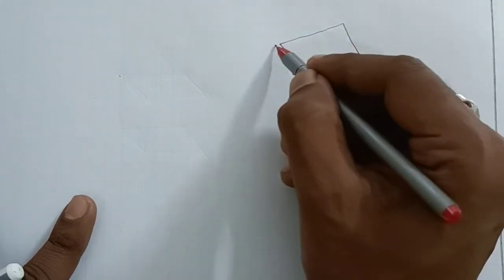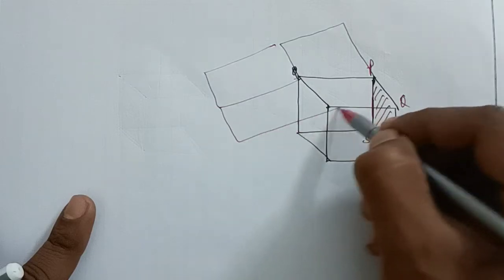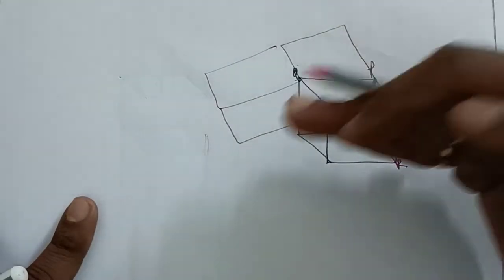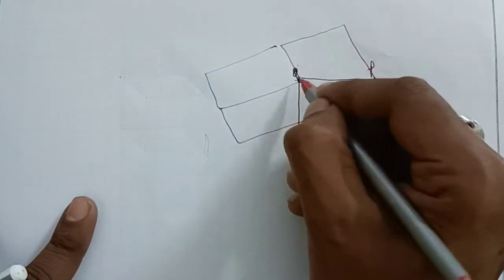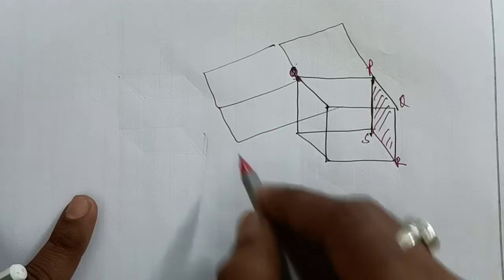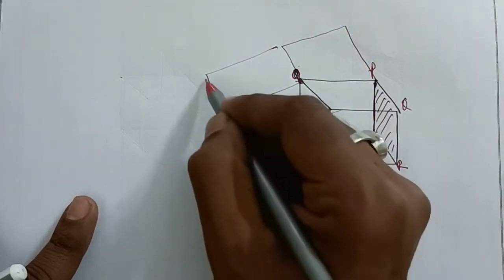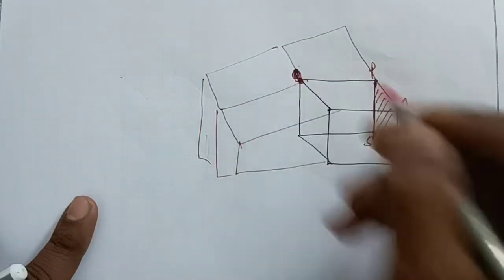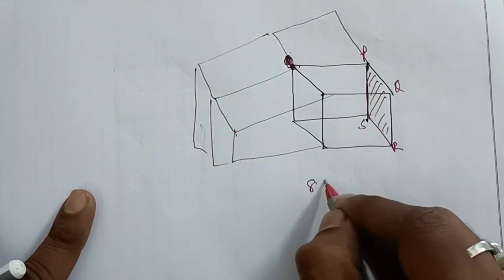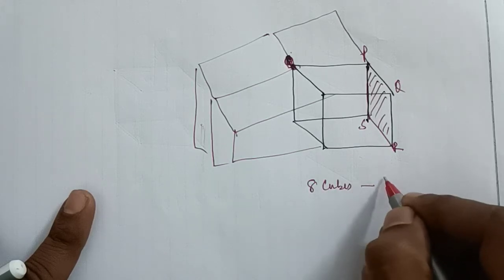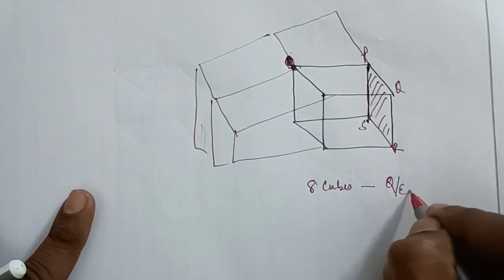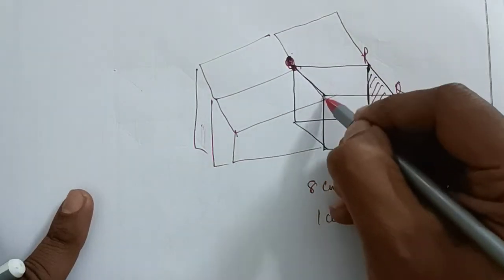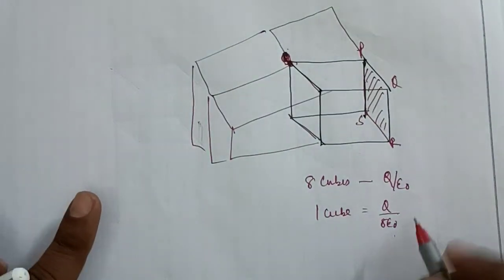8 cubes are necessary, because this is 4 cubes below, and above also 4 cubes are necessary to enclose this charge, so that the charge is exactly at the center. So 8 cubes enclose the charge. The flux is Q by epsilon naught. In 1 cube, how much flux will pass? Q by 8 epsilon naught. So in this cube, the flux that will pass is Q by 8 epsilon naught.